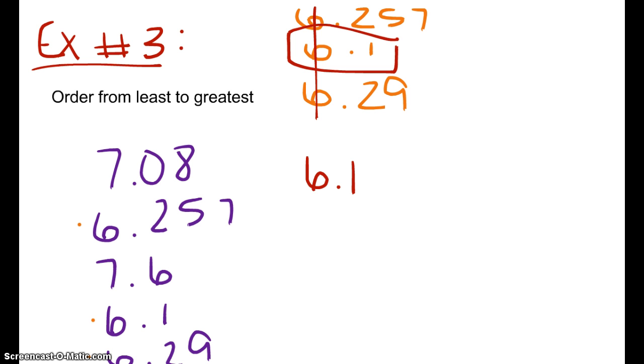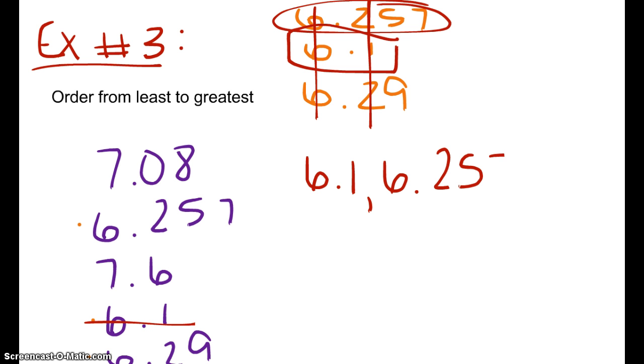So that's my least number. I can cross that off. The next one, since these both have 2, I move to the next place. In the next place, I have a 5 and a 9 in my 100th place. 5 is obviously smaller, so this is my next smallest number. 6 and 257 thousandths. Then that leaves me with 6 and 29 hundredths. I can cross both of those off. Now I'm only left with 2 numbers.